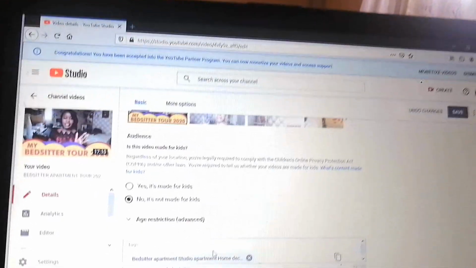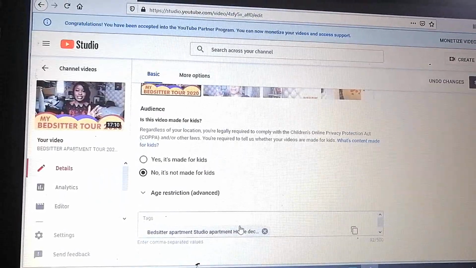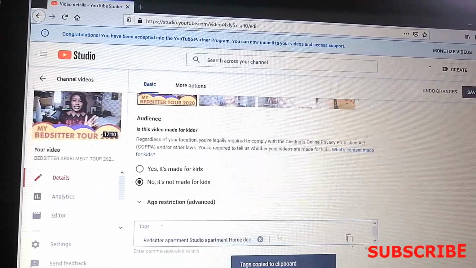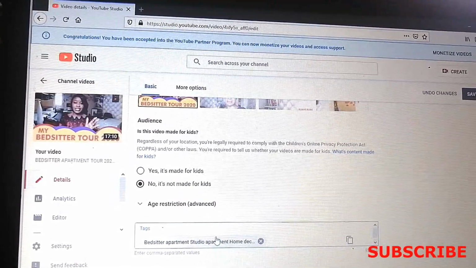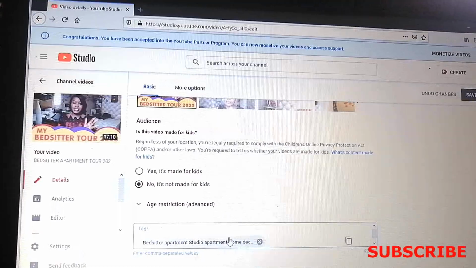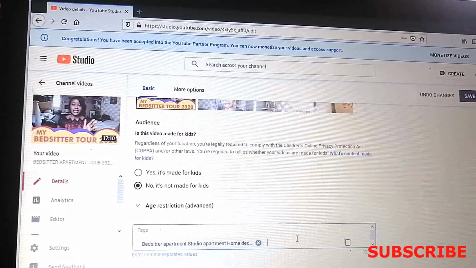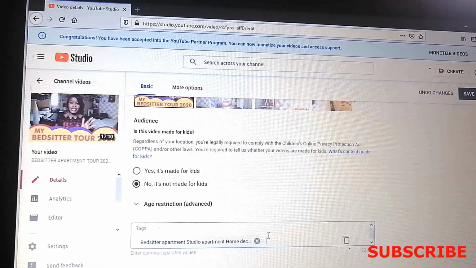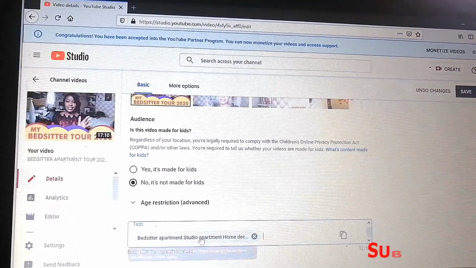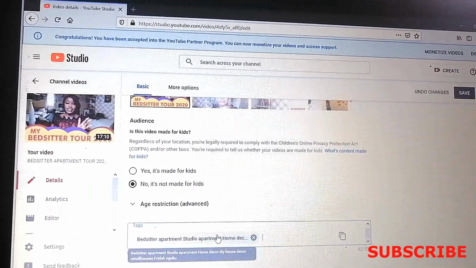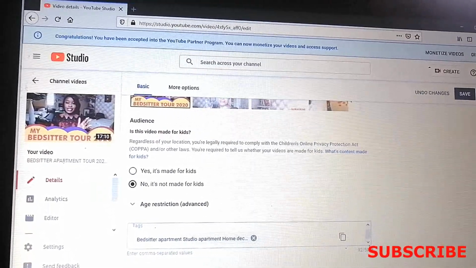There's tags. I hope you can see tags here. This is the portion I'm talking about when I'm talking about tags. This is where you put your tags. You can see one of my tags is bedsitter apartment tour, bedsitter apartment, studio apartment. So this is the portion that I am talking about. That's where you put your tags, and you don't put a hashtag.